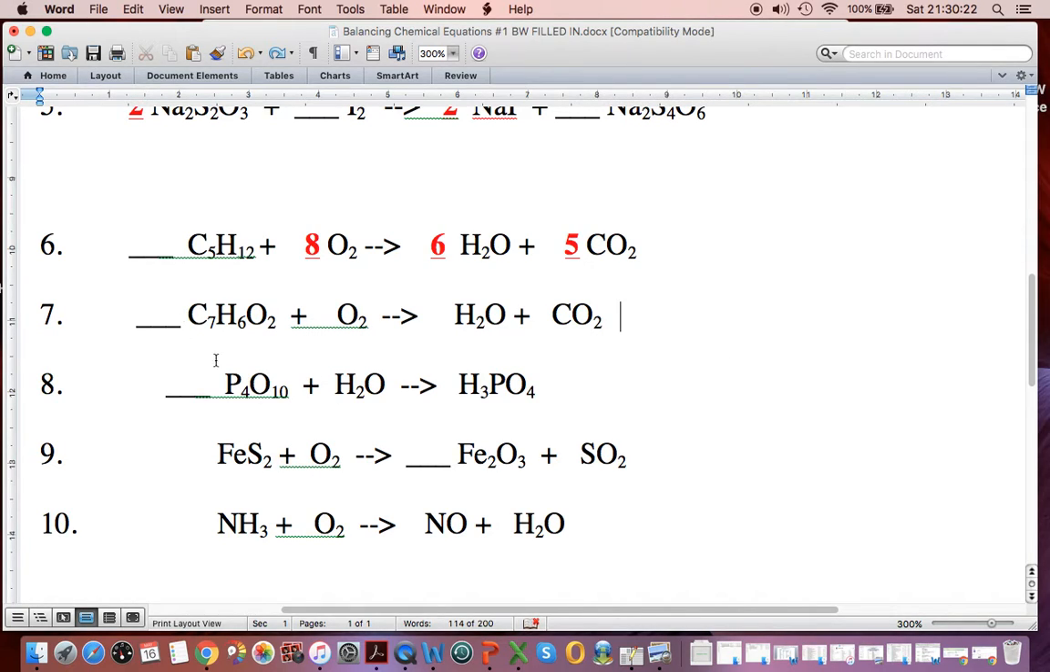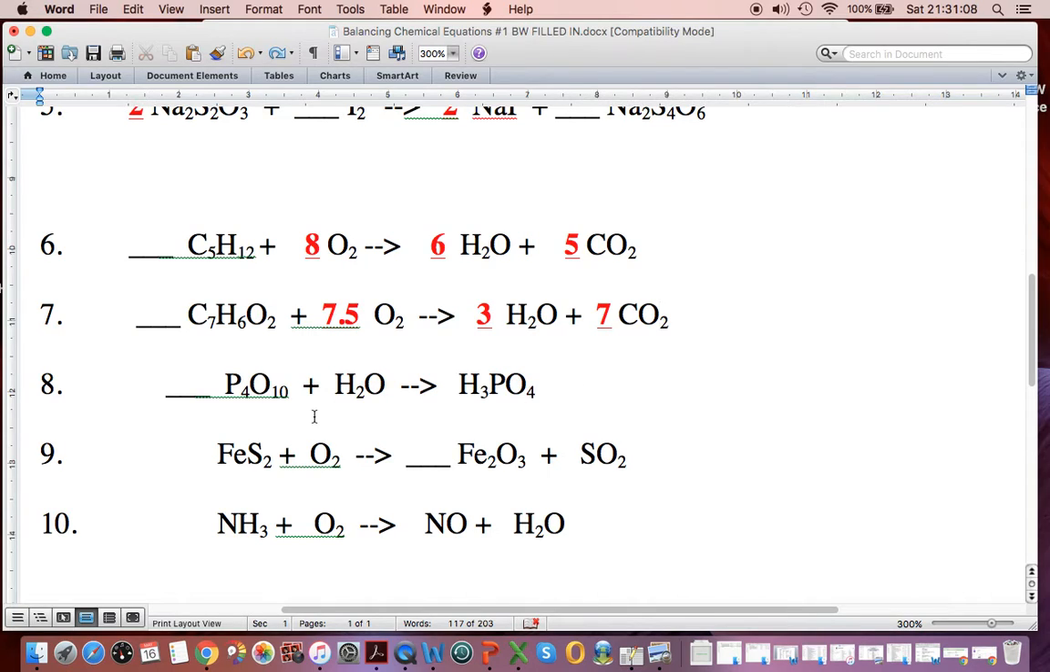This one, same idea. We have 7 carbons here, so we better put a 7 over there. Now we have 6 hydrogens here, so we need to put a 3 here, because 3 times 2 is 6. Our oxygens are a little trickier here. 3 oxygens there, 7 times 2 is 14. 14 and 3 is 17. Now the difference is we have 2 taken care of here, so 17 oxygens this side. 17 minus 2 is 15. So we need 15 divided by 2. Now in England, often they'd write 15 over 2, and that's okay. But usually you write it as 7.5.